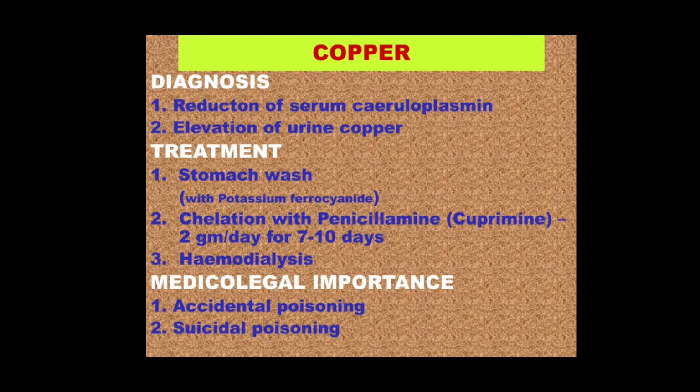Coming to the diagnosis, to clinch the diagnosis, you have to look at the urine copper level, often elevated in Wilson's disease. And you can also look at, if possible, the serum ceruloplasmin level, where there is reduction. These are the two main points with regard to diagnosis.